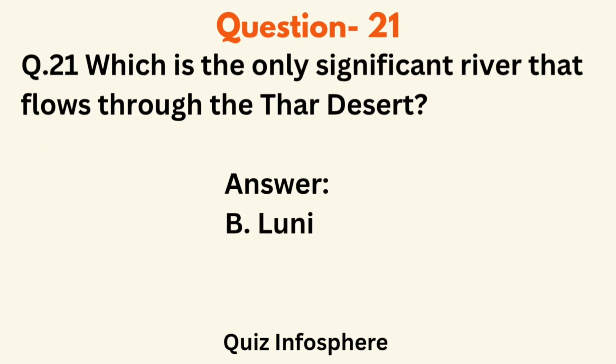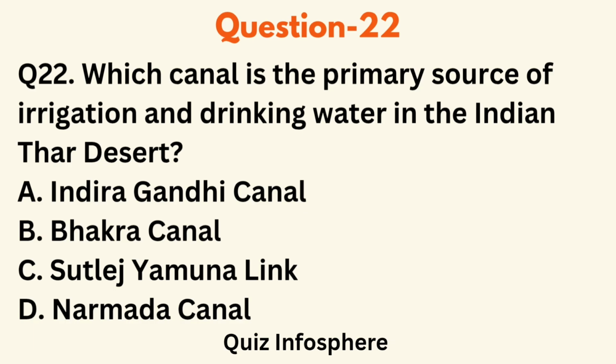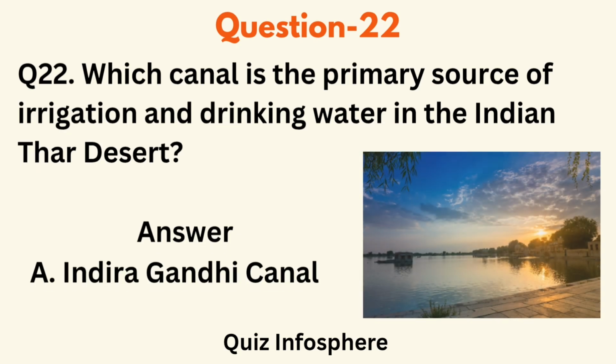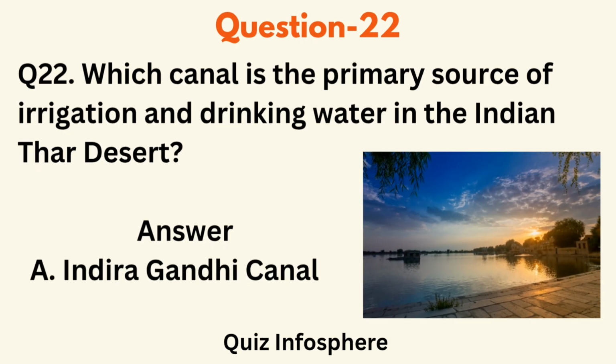The correct answer is option B, Luni. Question 22. Which canal is the primary source of irrigation and drinking water in the Indian Thar Desert? Indira Gandhi Canal, Bhakra Canal, Satluj Yamuna Link, Narmada Canal. The correct answer is option A, Indira Gandhi Canal.